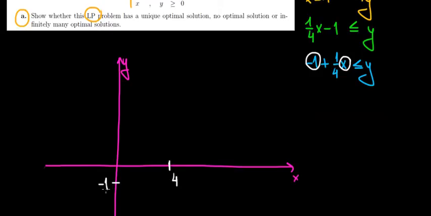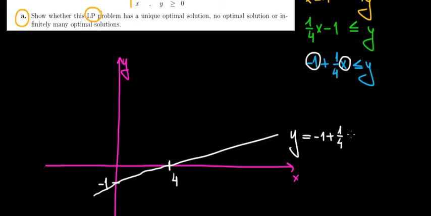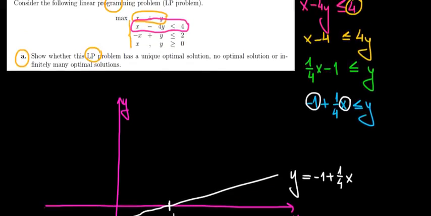Let's draw the line over here. So we draw the line over here like that. This is the line of minus 1 plus 1 over 4x. Now what do we need? We have to keep in mind that we need values for x and y that are greater than 0. So meaning above the x-axis, right? Above the x-axis and to the right of the y-axis. We'll see how that works out.